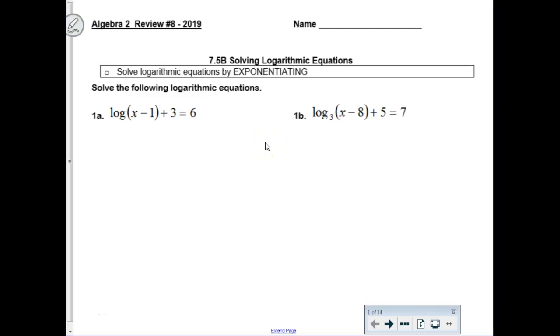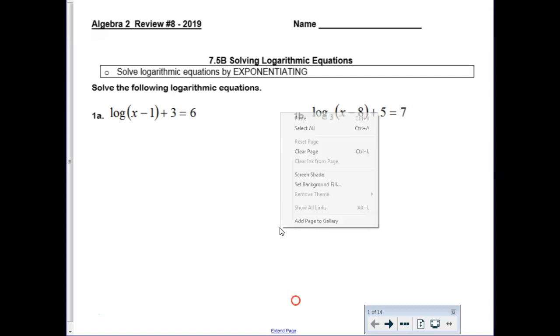Hi, welcome back. This is the review for summative number 8 in the spring of 2019 for Algebra 2. We do have a couple of repeated sections on here, and the first one that you're going to see again is an oldie but a goodie, and it's solving logarithmic equations.